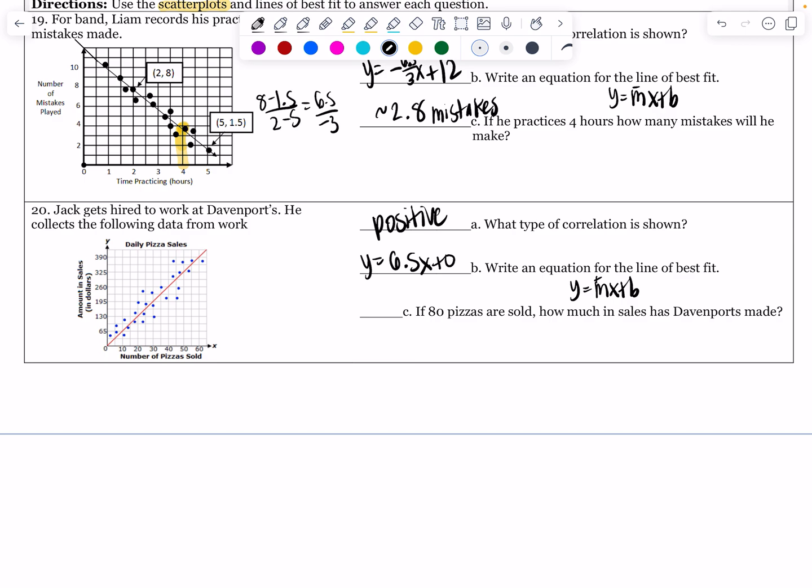That's 13 over 2, which is 6.5x. You could do 13 over 2 if you want. That's our rise over our run.